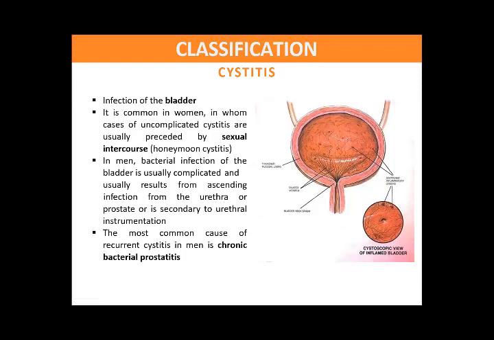Once you have urethritis, cystitis, you can then have ascending infection from the urethra to the prostate, and secondary to sometimes urethral instrumentation or catheterization. The most common cause of recurrent cystitis in men is chronic bacterial prostatitis. So the prostate gland can get infected in males and can be a source of infection in the urinary tract, leading to cystitis and ascending infection through the urethra to the kidneys, leading to pyelonephritis.